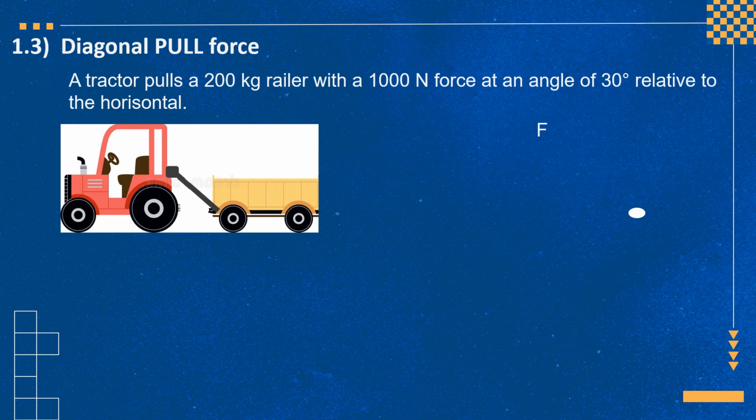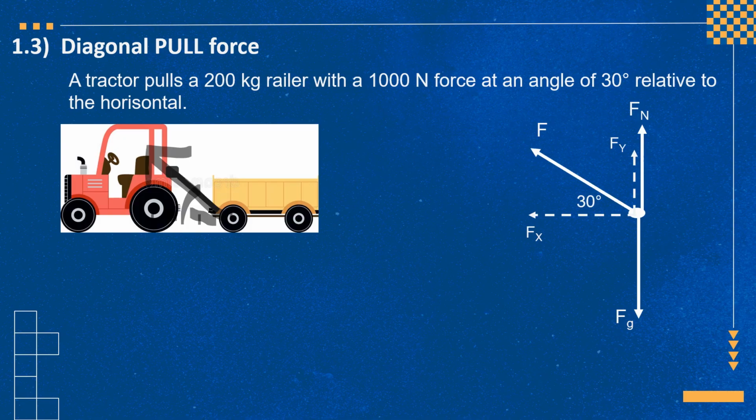If we're looking at an example, I've got a tractor pulling a 200 kilogram trailer with a 1000 Newton force at an angle of, okay, so there's your force and the angle will be then there. So first of all, we always draw a force diagram. You must always draw a force diagram. And remember, when you draw your force diagram, the length of Fg must be equal to the combined length of Fy plus Fn.